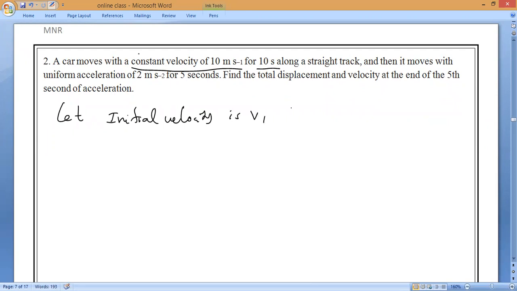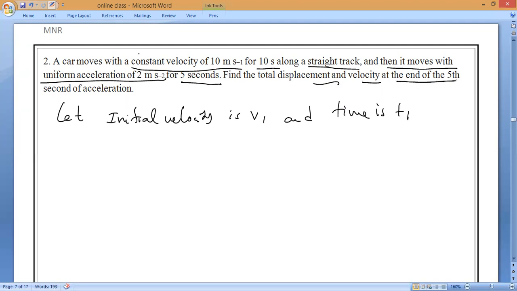So let the initial velocity of the car be V1 and the time is T1, 10 seconds. Then it is moving in a straight track and moves with uniform acceleration. What is the acceleration? 2 meter per second square. For how much time? 5 seconds. Clear? Find the total displacement and velocity at the end of the 5th second of the acceleration. So let's consider the initial time T1 is equal to 10 seconds.